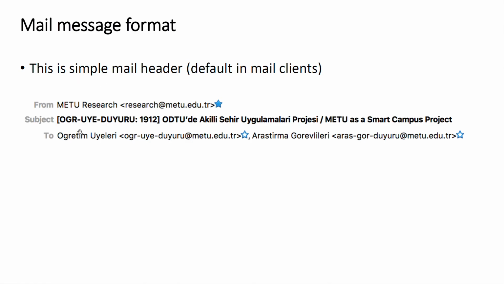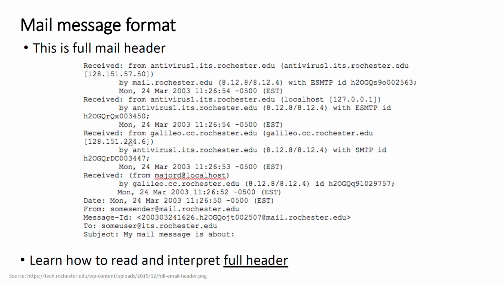But of course it looks simple here. Your email client shows you this, but originally the full mail header behind it is actually something like this. There is a lot of information here. Your client shows you in a simple way. So it is always good to learn how to read and interpret full headers. As a cybersecurity specialist, you should know these headers and what they mean.